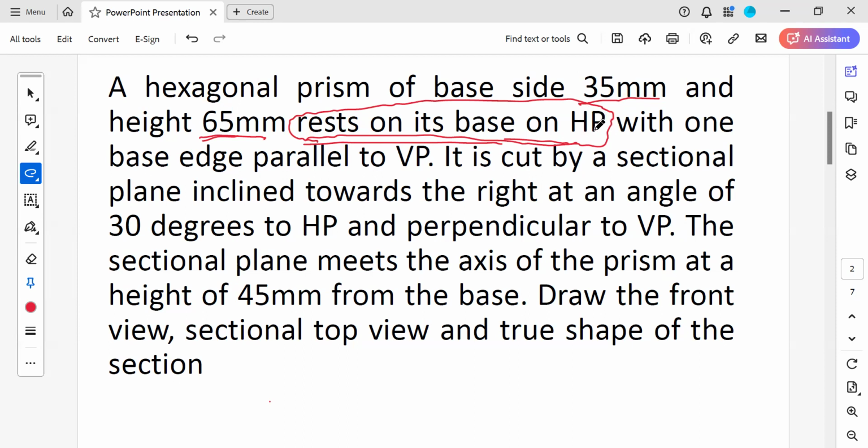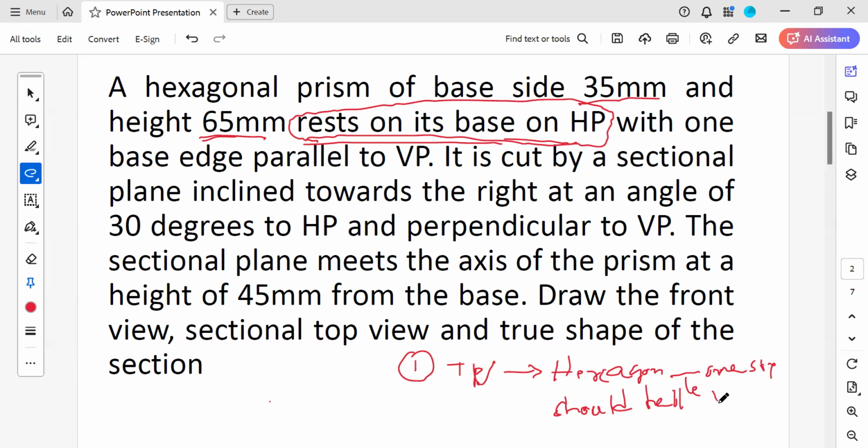First, we need to draw the base. Base is a hexagon, so we first draw the top view, which is a hexagon. The condition given is one base edge parallel to VP. So one side of the hexagon should be parallel to VP, or parallel to the XY line.